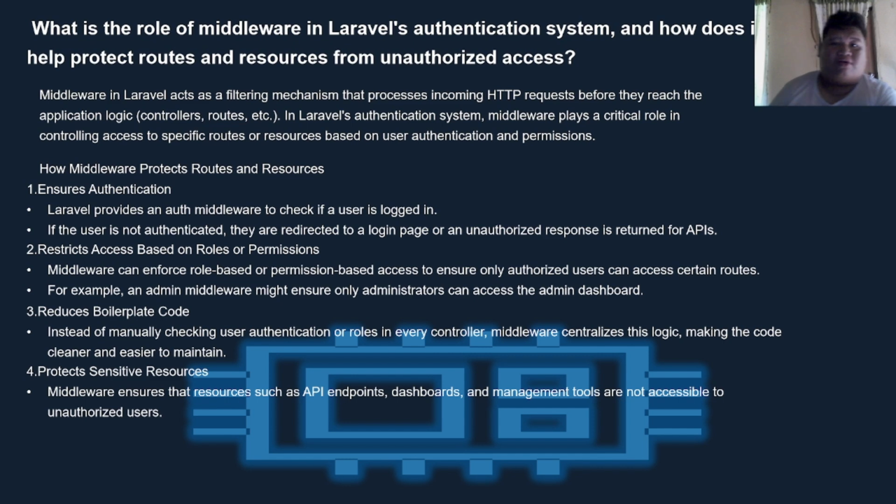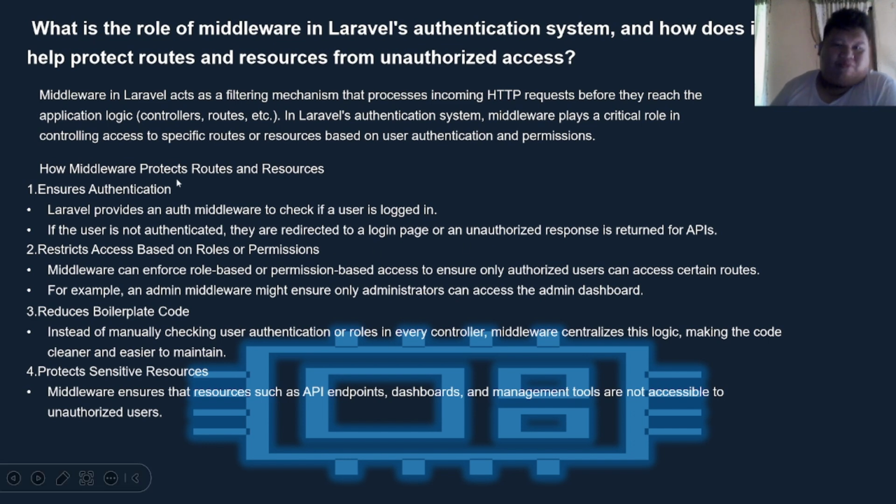What is the role of middleware in Laravel's authentication system, and how does it help protect routes and resources from unauthorized access? Middleware in Laravel acts as a filtering mechanism that protects incoming HTTP requests before they reach the application logic, controllers, routes, etc. In Laravel's authentication system, middleware plays a critical role in controlling access to specific routes or resources based on user authentication and permissions.